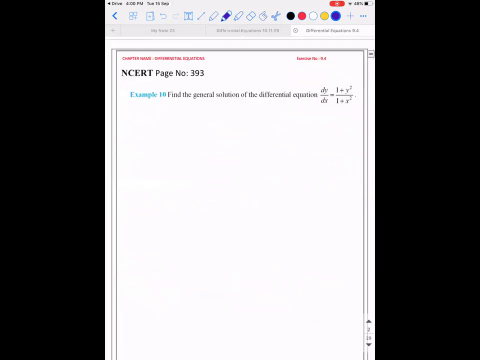Again, see. Find the general solution of the differential equation dy by dx equals 1 plus y square by 1 plus x square. So you have to first look whether x terms and y terms are separable. Can I completely bring y terms to one side? No. I can bring it by taking it as 1 plus y square. Dy divided by 1 plus y square is equal to dx divided by 1 plus x square. So I brought it, right? Now integrating on both sides.